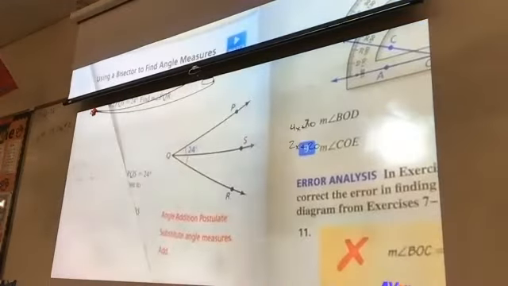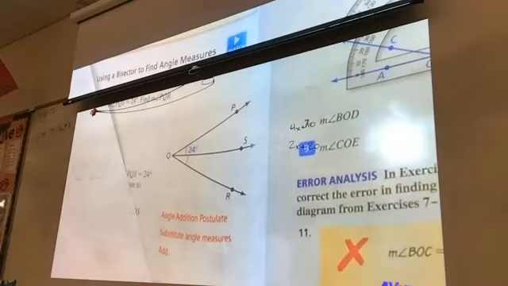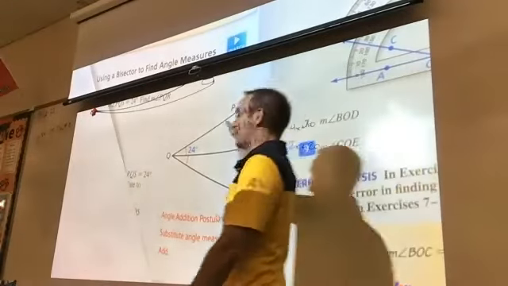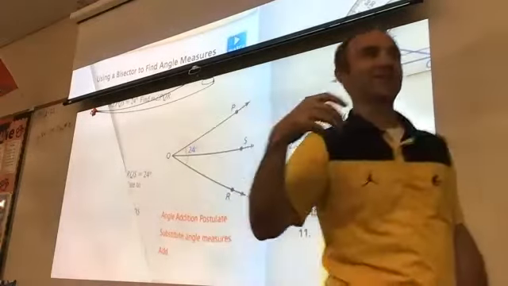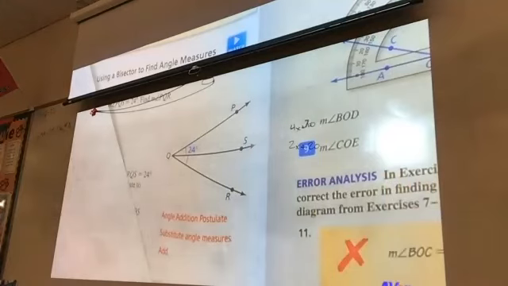Like, what's PQR going to be? PQR? 48. Right? Pay attention to which angle they're talking about. What about SQR? 44. So pay attention, again, to which angle they're asking for so we can get the right answer.